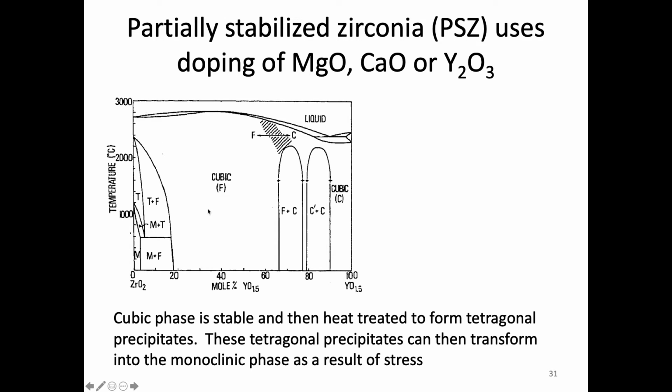And so what we then do is we stabilize the cubic phase, and we do a heat treatment that allows us to form tetragonal particles, precipitates, from that. And then those tetragonal precipitates can transform into the monoclinic phase as a result of the stress. So we do a heat treatment that allows us to do this.